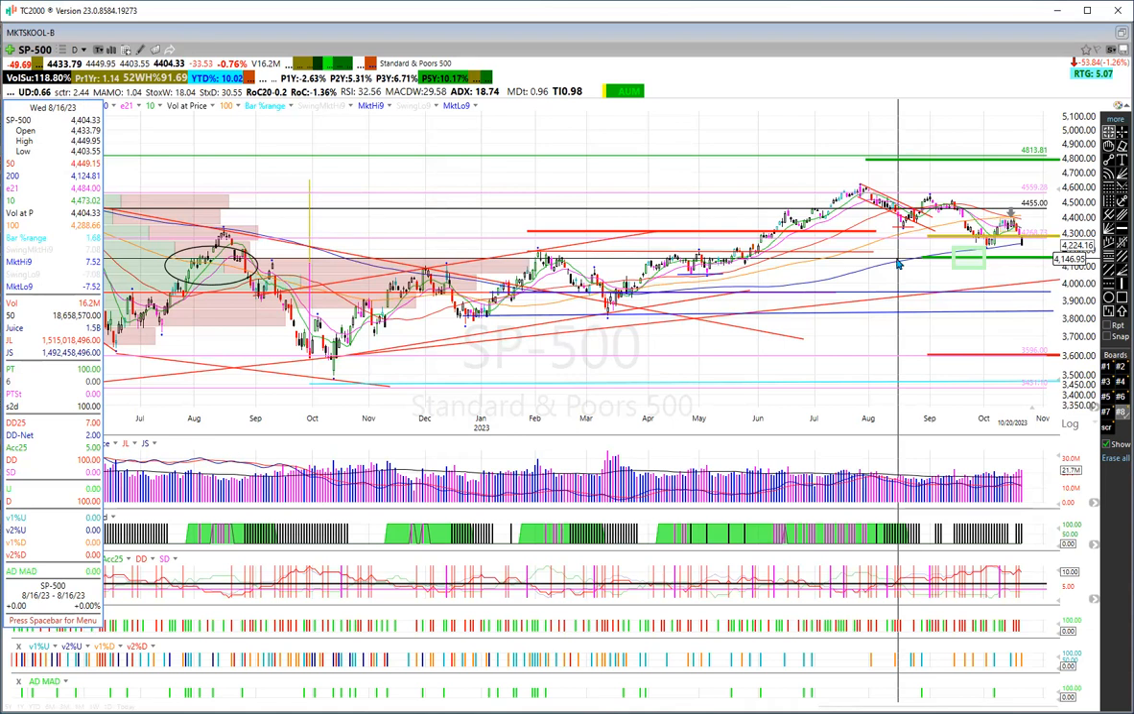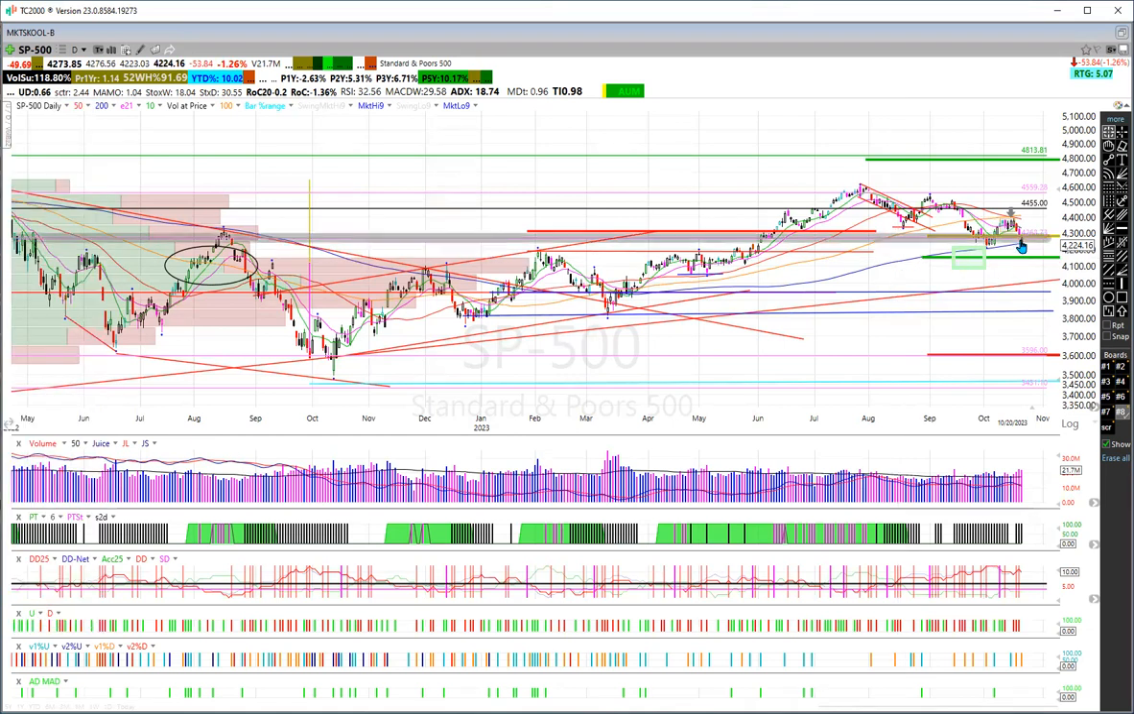And if it does not hold there, then we've got the bottom, the low of the trend, and these prior resistance levels, which are support levels. Absolute worst case, if this continues, then we could find our way down to 3,600. But this is a long way off at this stage.